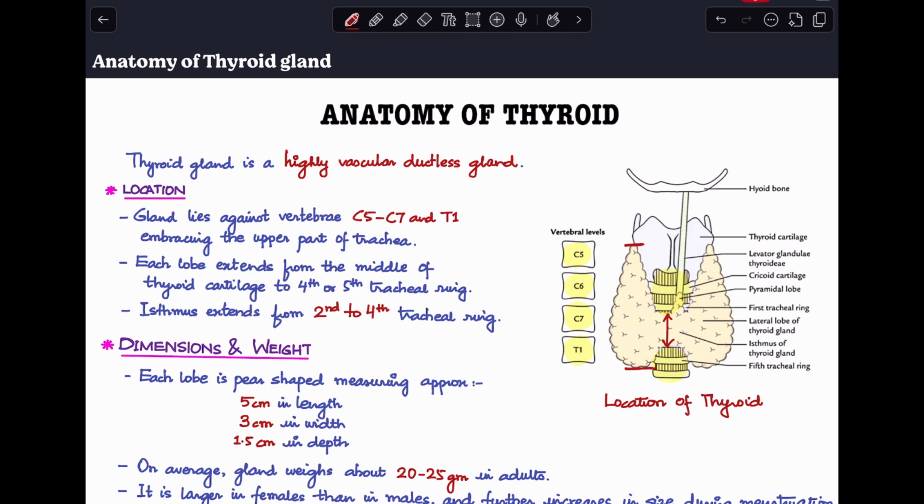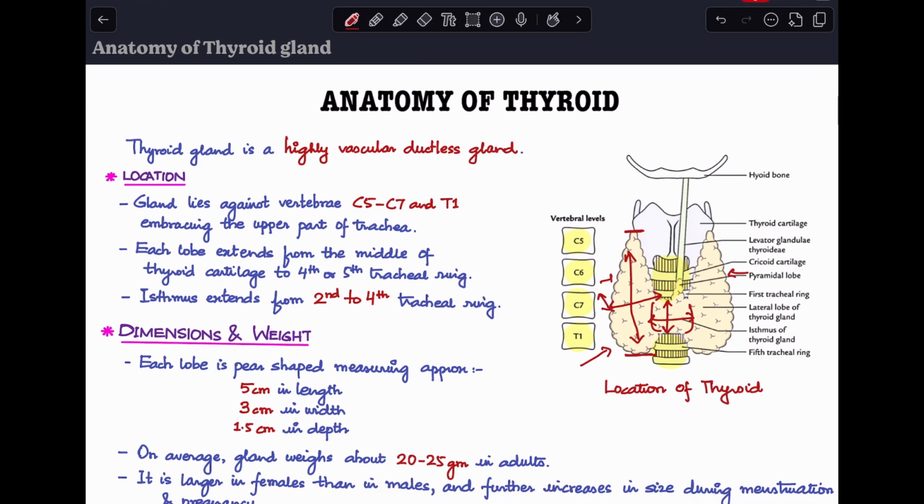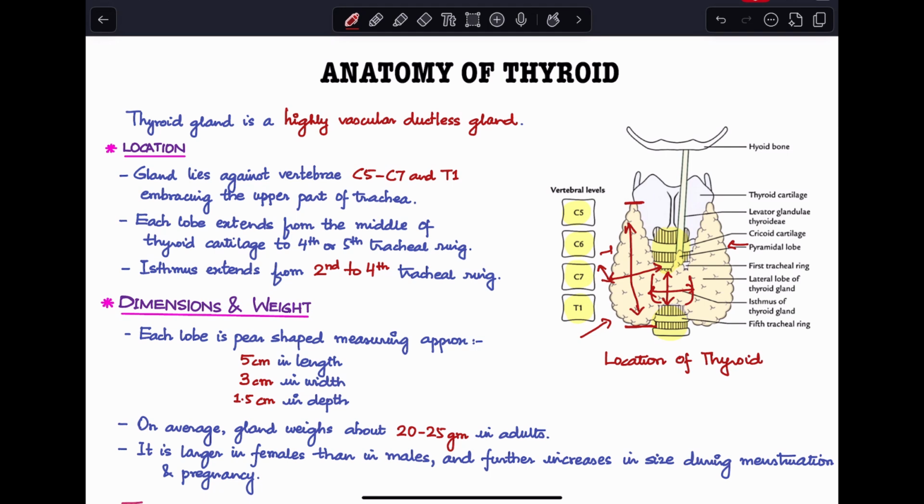Now, we can see that there are two parts of the thyroid gland. It has two lateral lobes. These are the lateral lobes, and it has an isthmus which is connecting them in the midline. Each of these lobes, as you can see in the image over here, is pear-shaped, and it has specific dimensions: 5 centimeter in length, 3 centimeter in width, and anteroposteriorly, or the depth, is 1.5 centimeter. On average, the gland weighs about 20 to 25 gram in adults.